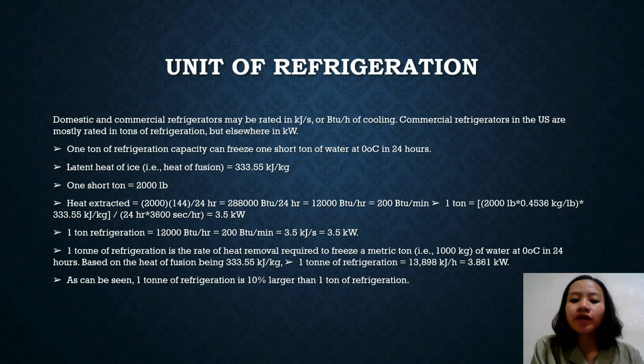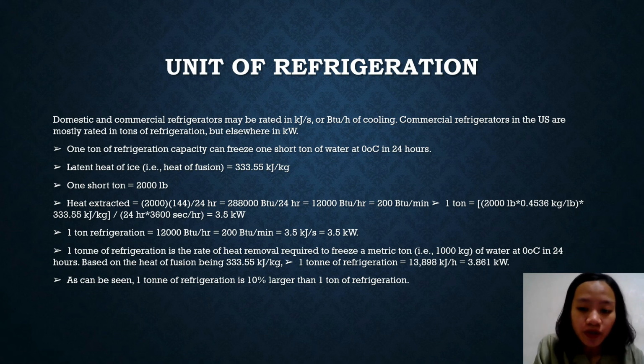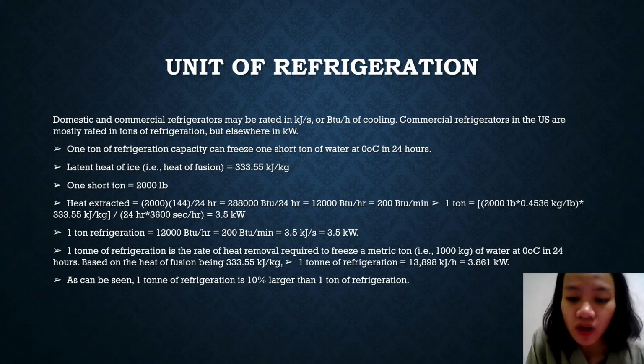Domestic and commercial refrigerators may be rated in kilojoules per second or in British thermal units per hour of cooling. Commercial refrigerators in the US are mostly rated in tons of refrigeration, but elsewhere in kilowatts. For the information of everybody, the British thermal unit is a measurement of heat energy. 1 BTU is the amount of heat required to raise 1 pound of water by 1 degree Fahrenheit. BTU per hour is the benchmark used to estimate the capacity of heating systems such as gas furnaces.